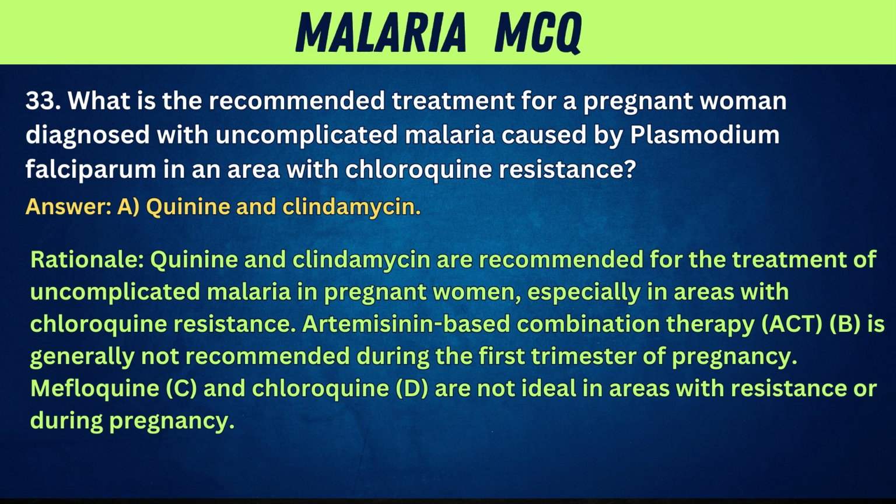Quinine and clindamycin. Rationale: quinine and clindamycin are recommended for the treatment of uncomplicated malaria in pregnant women, especially in areas with chloroquine resistance. Artemisinin-based combination therapy, ACT (B), is generally not recommended during the first trimester of pregnancy. Mefloquine (C) and chloroquine (D) are not ideal in areas with resistance or during pregnancy.